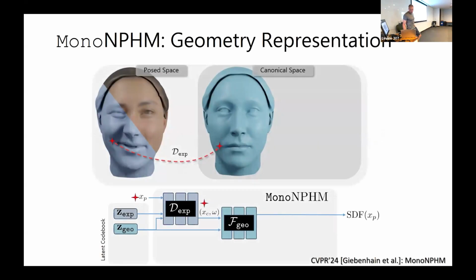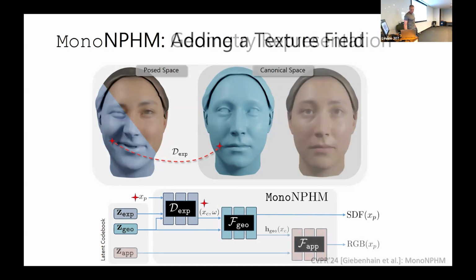So this is called MonoNPHM. This is from this year's CVPR, actually. Here the idea is, this is what we had before: we have expression and geometry. You have the respective MLPs, you have the latent codes, and you get an SDF as a prediction. And now what we do is we simply add another MLP that has appearance codes and predicts an RGB value respectively, based on the geometry.